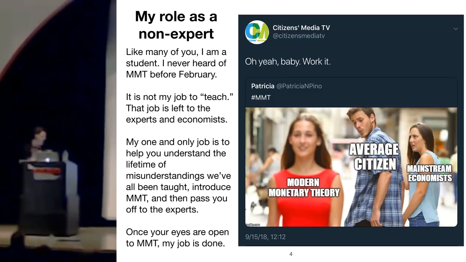So first, I am not an expert. I am not an economist. So like many of you, I am a student. I never heard of modern monetary theory before February.